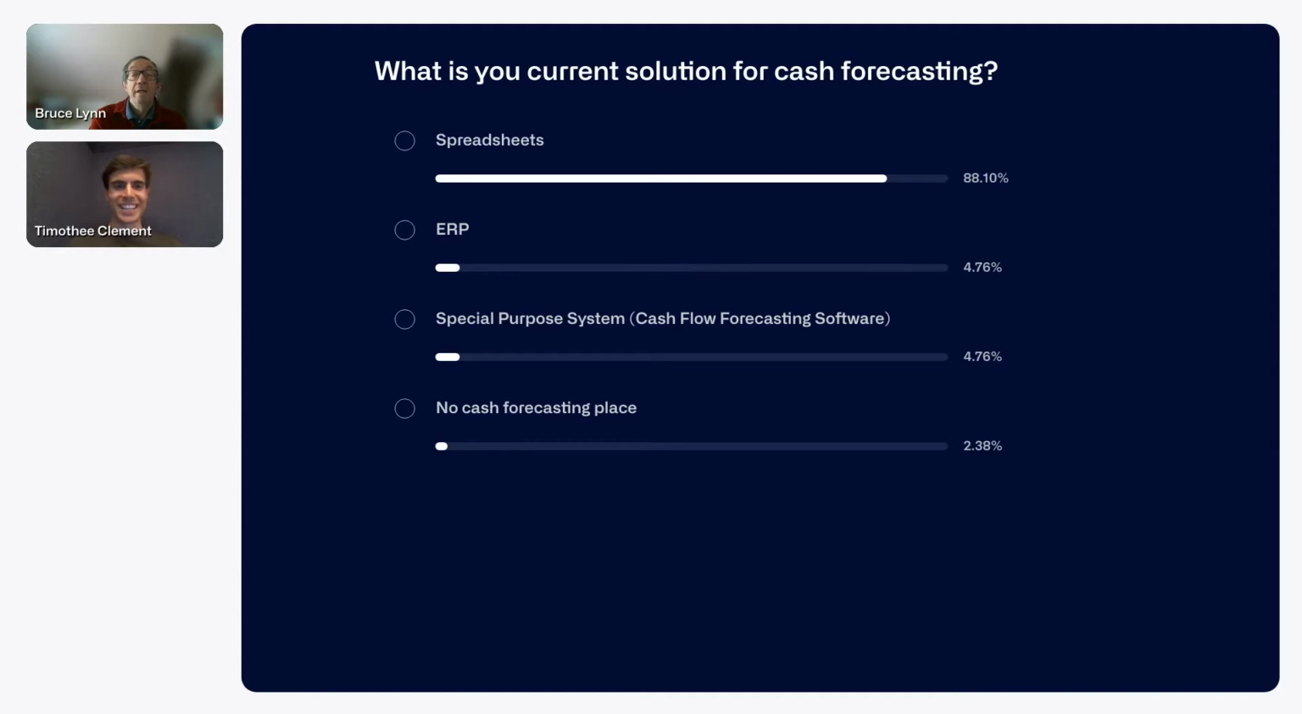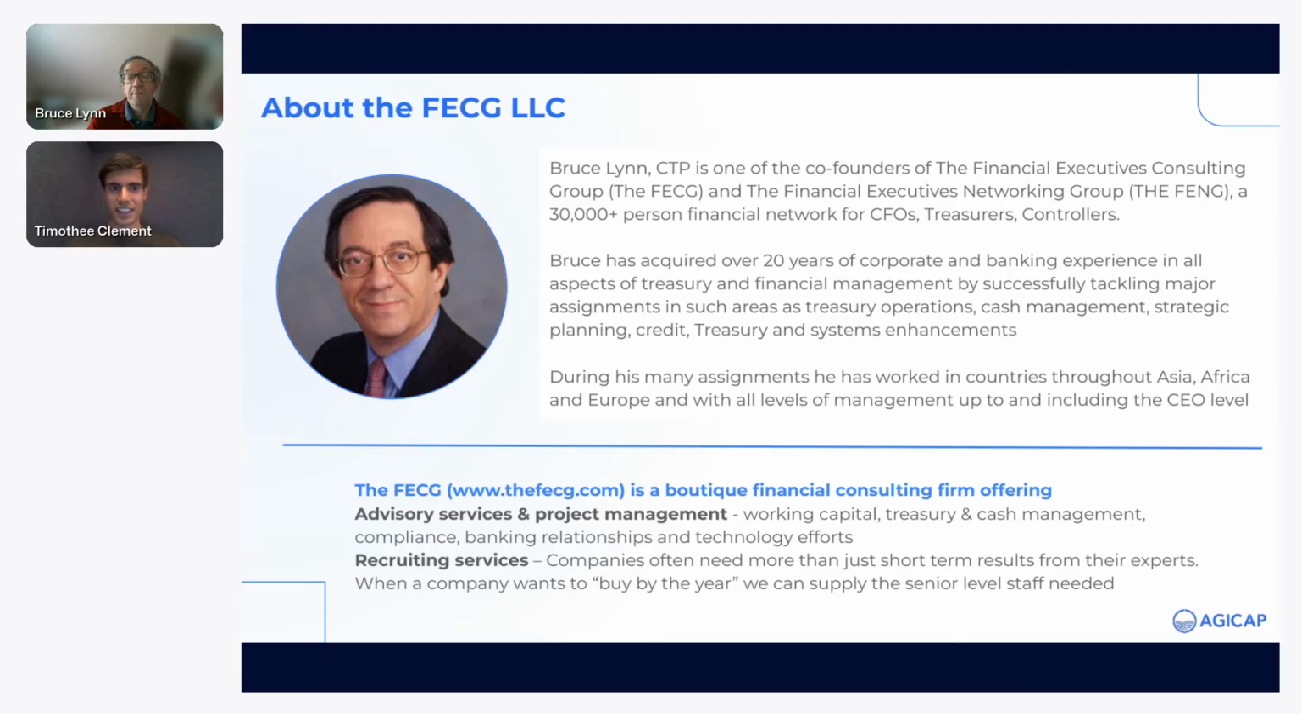Super interesting. All right, so we see the two big alternatives to spreadsheets, ERP and special purpose systems, are not so well represented. And so let's dive in today to dissect them and see what the proper alternatives to spreadsheets actually are. It looks like we may have a tough time trying to convince people to give up their spreadsheets. We'll see in the Q&A what the feedback is.